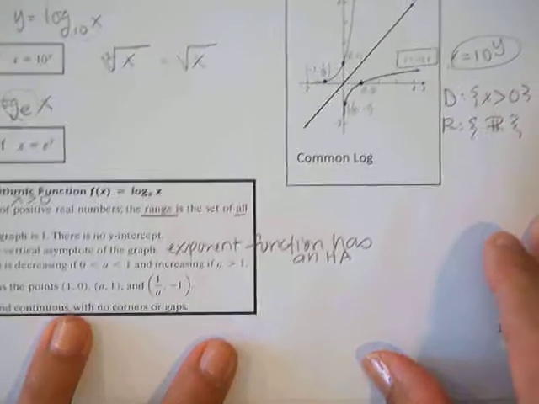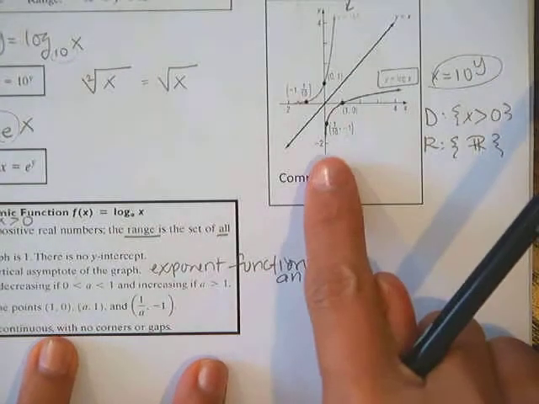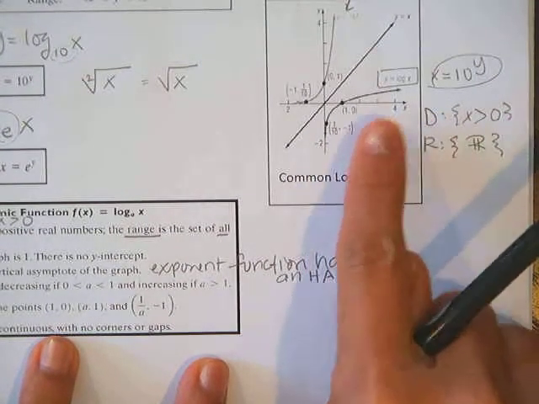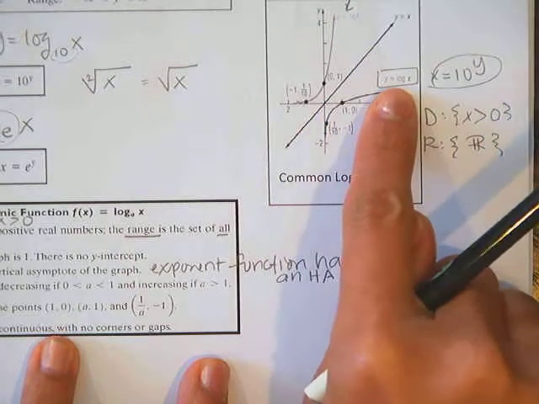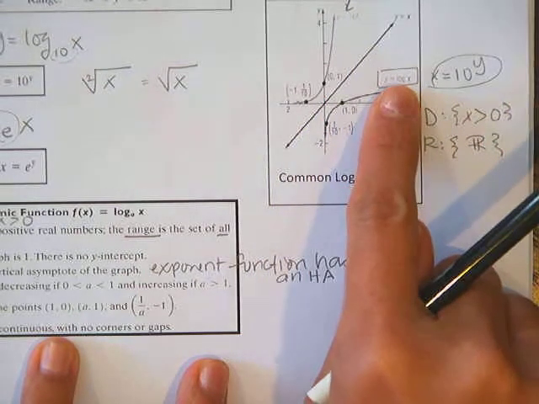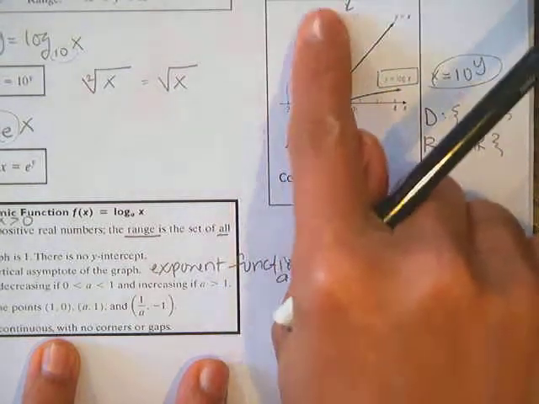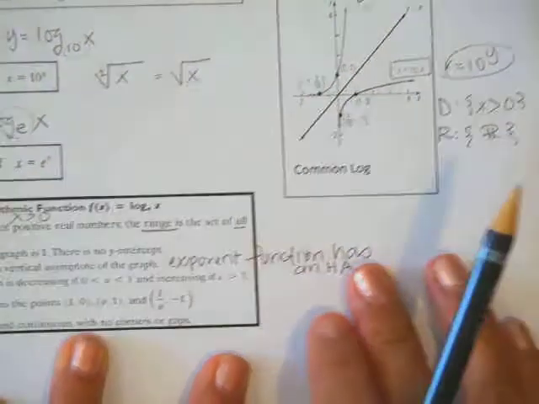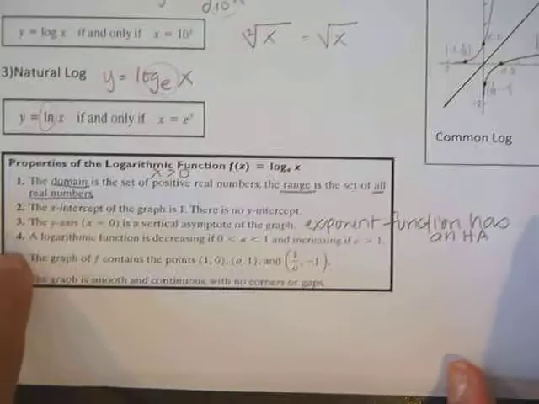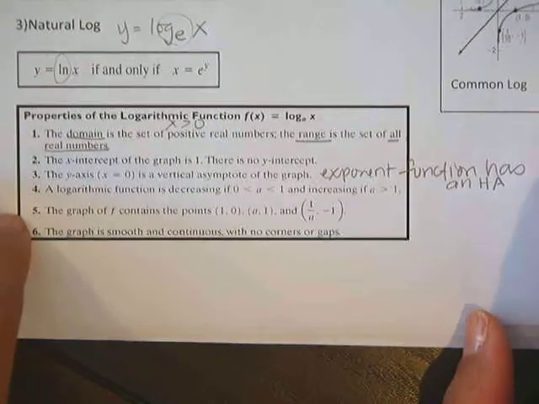Let's talk about increase and decrease. Notice how this is a common log function, and it's increasing because common log has a base of 10. If the base is greater than 1, then it's an increasing function, which is really no different from the exponential. It's decreasing if the base is between 0 and 1, not inclusive.